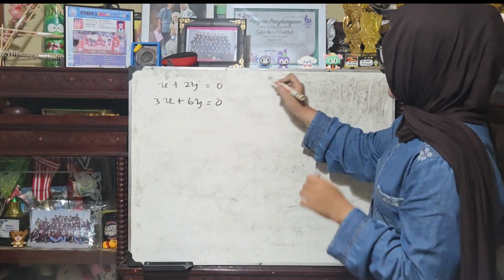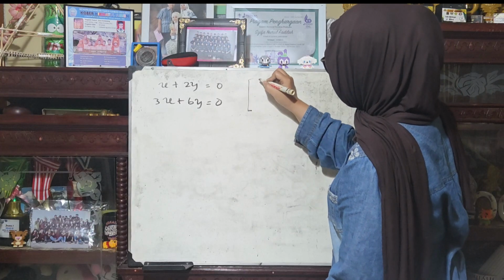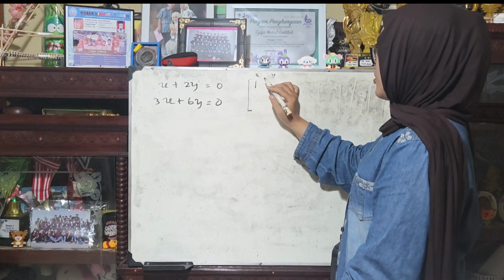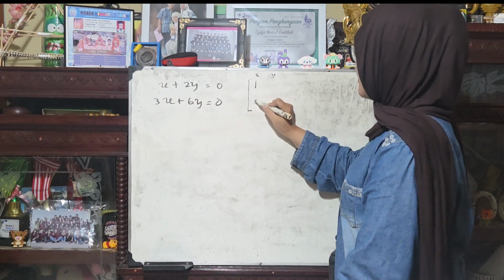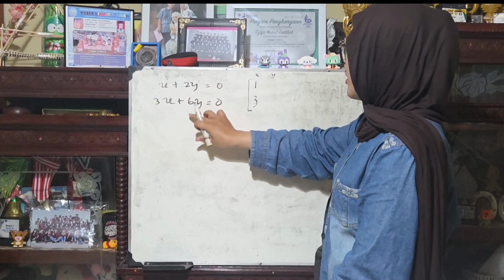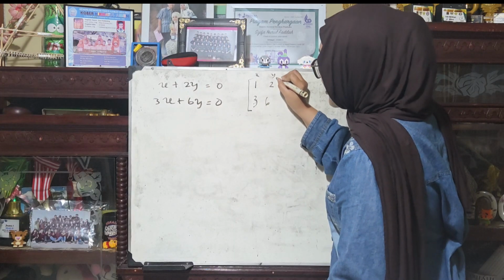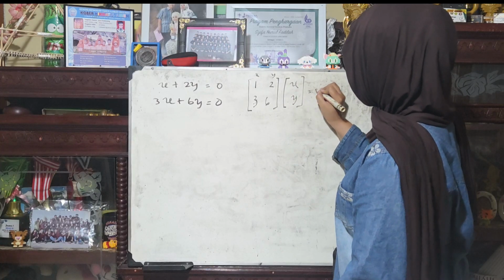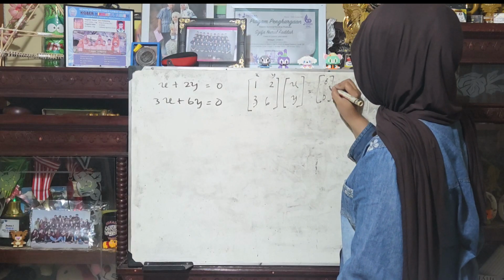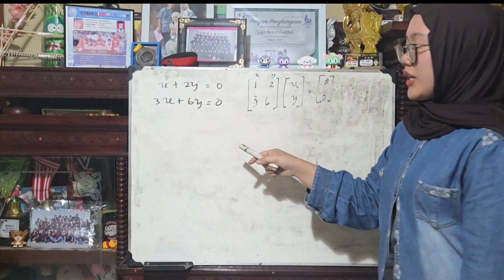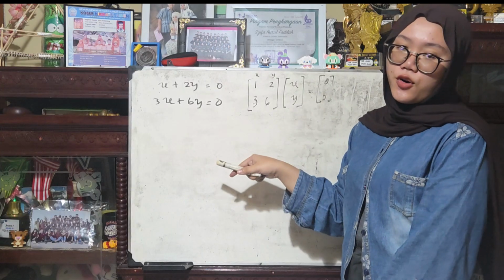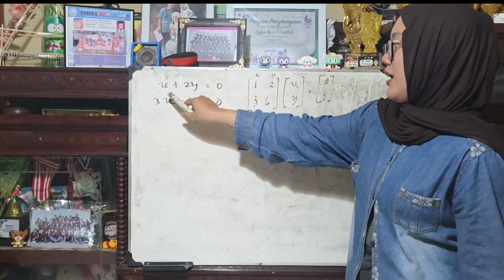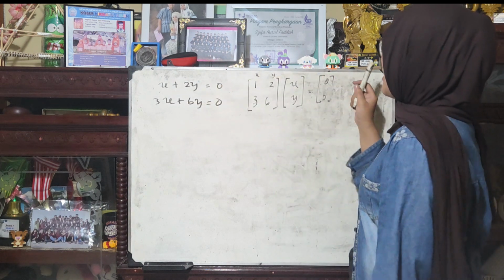So we can first map it into a matrix. The first column will be x and the second column will be y. So the x are 1 and 3. Y is 2 and 6. For the complete form, we can add x and y equals to 0. Why do we map it like this? If we perform a matrix multiplication, we will have 1 times x equals x, 2 times y equals 2y, equals to 0.